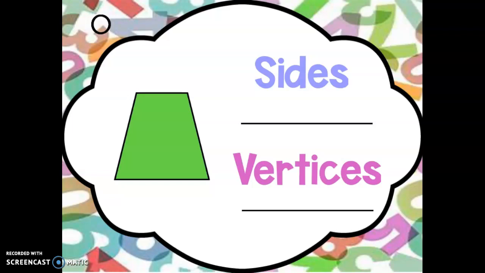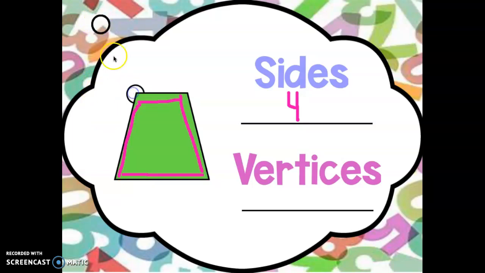Okay. First, let's find out how many straight lines our trapezoid has. Ready? 1, 2, 3, and 4. So our trapezoid has 4 sides. Now let's find out how many vertices it has. Count with me. 1, 2.